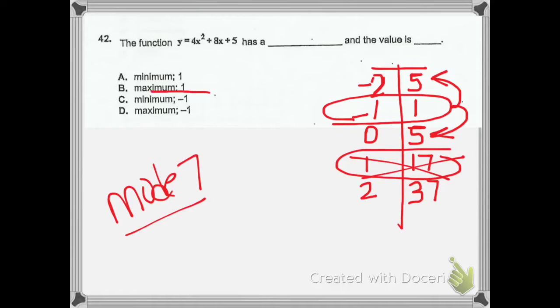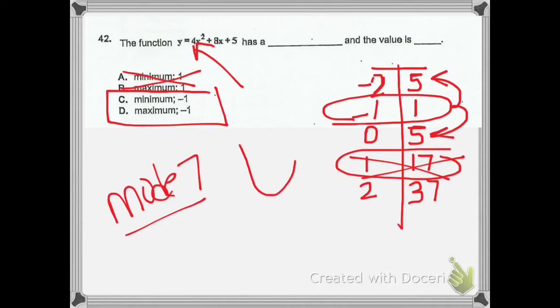So I know my answer choices are going to be between C and D because it can't be 1. And is this going to be a minimum point or a maximum point? Well, since the a is going to be positive, you know your function is going to look like this. So it will have a lowest point, which would be a minimum point. So the answer would be C.